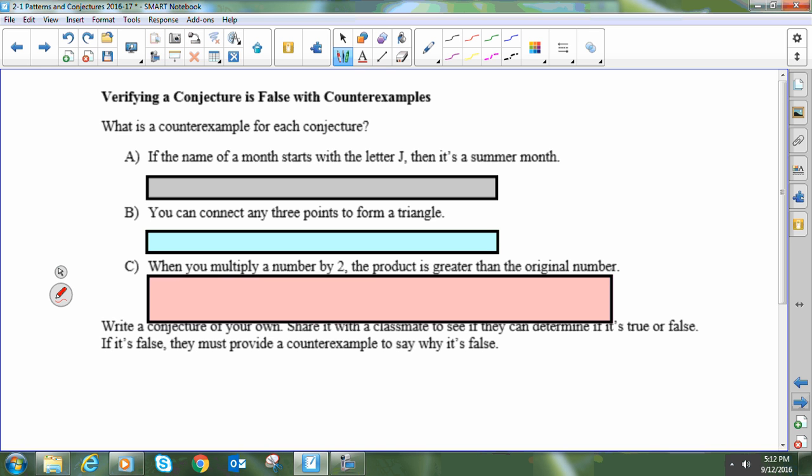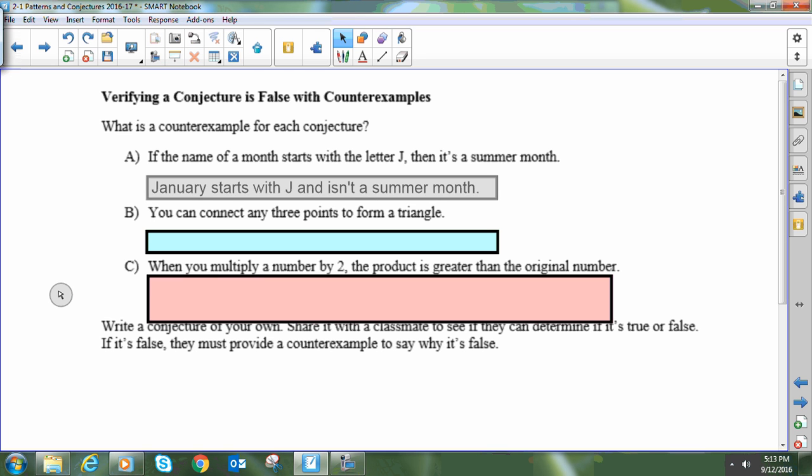So you might have a statement that's true 99.9% of the time, but that one statement that goes against it, and legitimately goes against it, causes the entire statement to be considered false. So here are statements that generally we could think of as true, but there is going to be something that causes it to have a false category placed on it because there's a counterexample that we can come up with. The first one should be pretty obvious. If the name of a month starts with the letter J, it's a summer month. Well, clearly January starts with a J, and it is not a summer month.